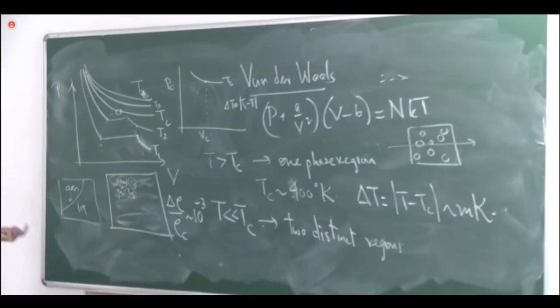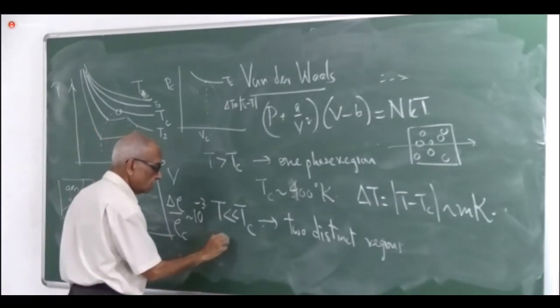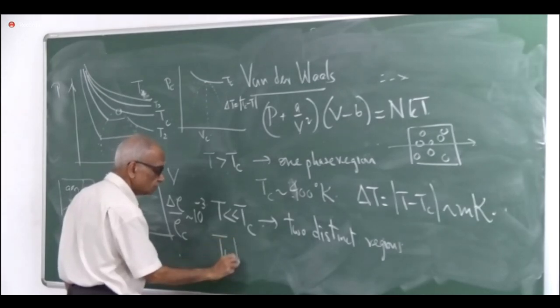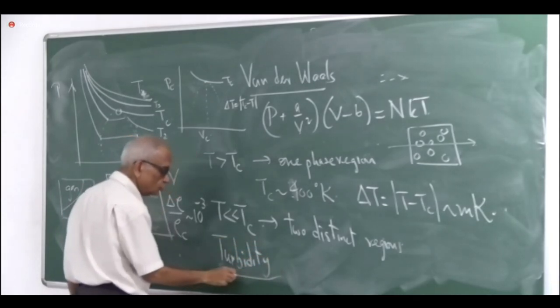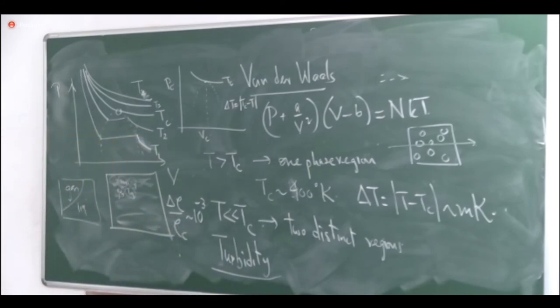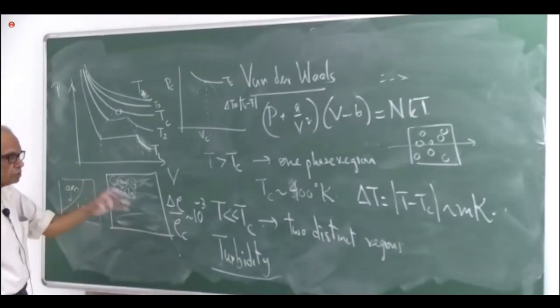If you look at the literature, a very common word used in the liquid-gas critical point description is turbidity. Because of the scattering of light, what was a nice transparent liquid is now looking like a hazy thing. So that is what the critical point does for you. It is probed through light scattering in liquids, neutron scattering in magnets, and whatever is the right kind of scattering experiment for the material concerned.